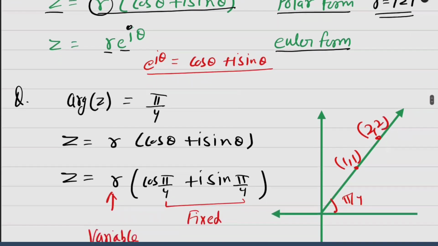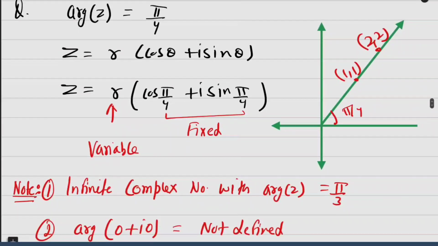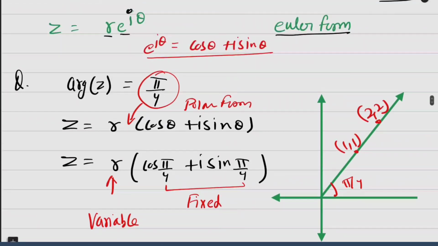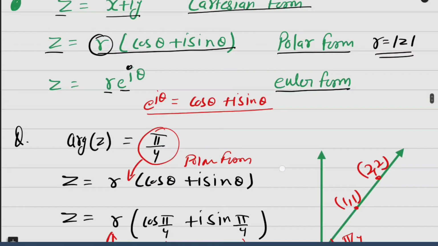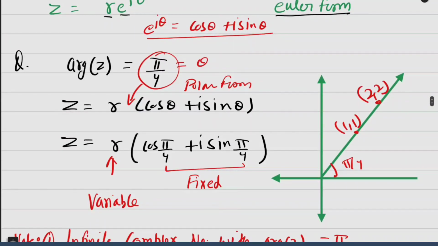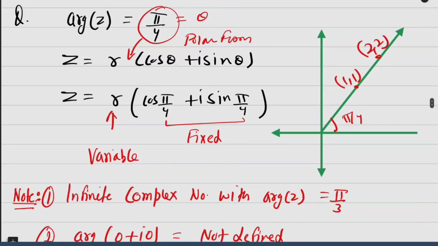Okay, so do one question. Let us say we have argument of z as pi by 4. So I can write this in polar form. Polar form is nothing but r cos theta plus iota sin theta, where theta is pi by 4. So I can write r cos pi by 4 plus iota sin pi by 4. But here r is variable but theta is fixed. Okay, r can be any number.